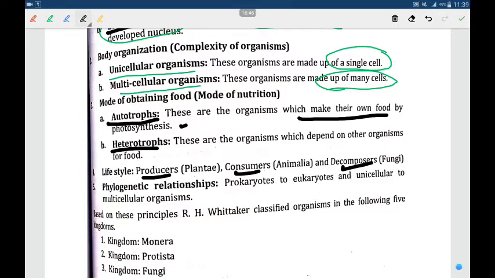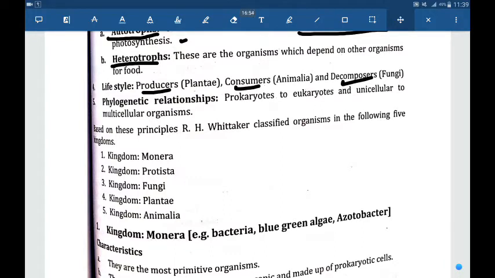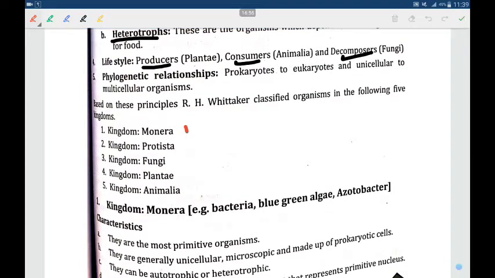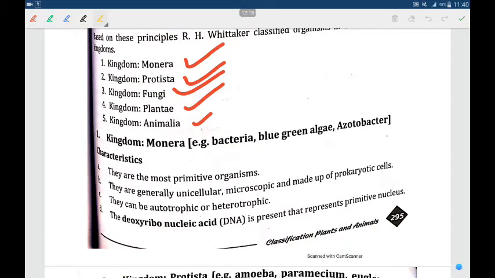So now, friends, what are we going to discuss? The kingdoms suggested by R.H. Whittaker. They are Monera, Protista, Fungi, Plantae, and Animalia. Okay. So, students, now what are the characteristics and examples of each kingdom?